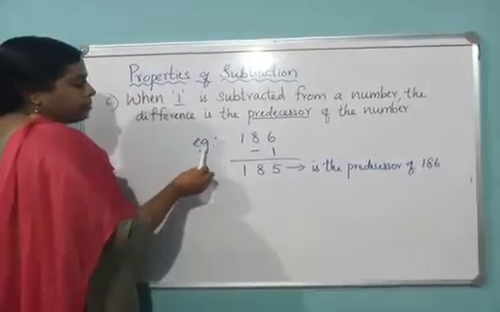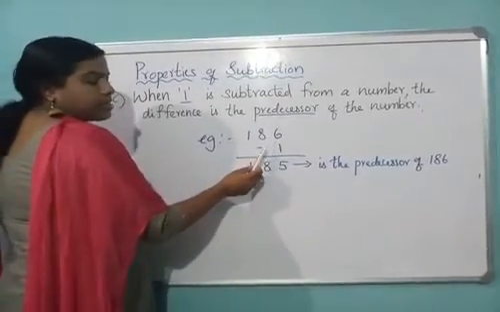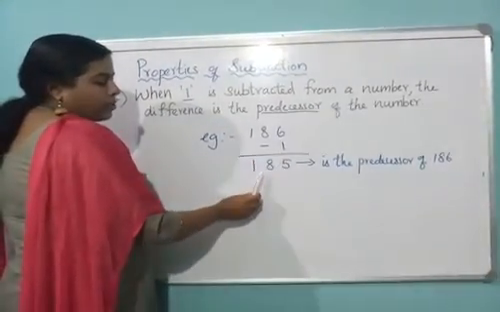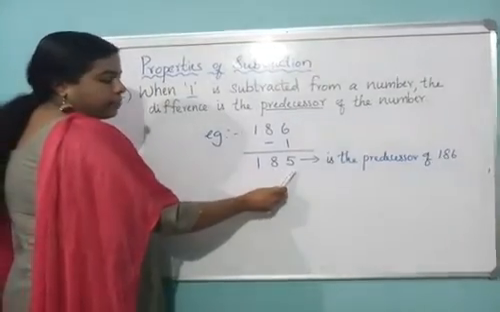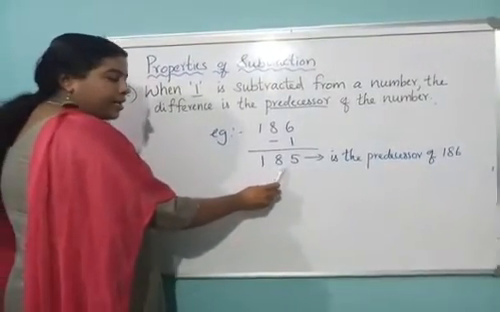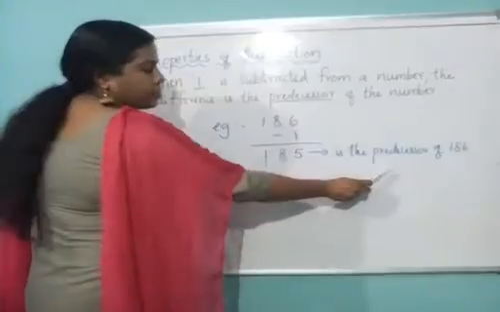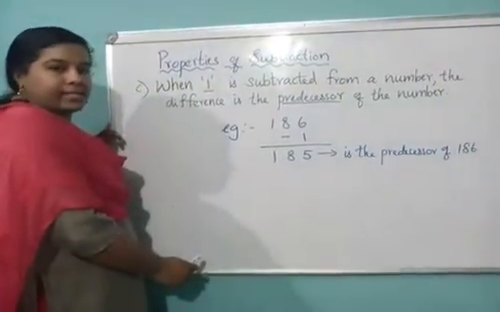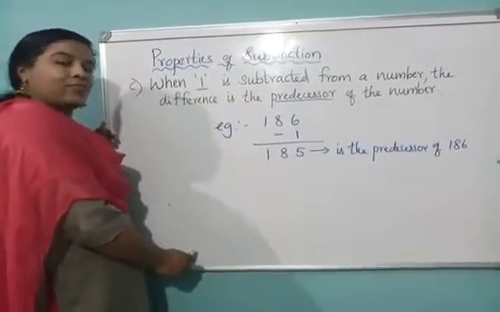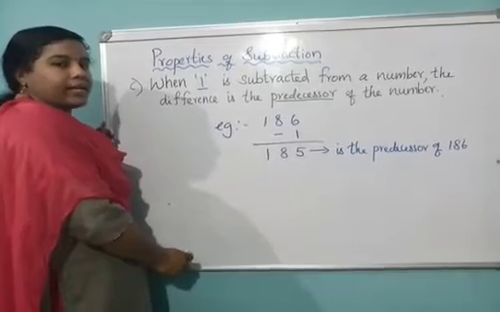Look at this example. 186 minus 1 is equal to 185. Here 185 is the predecessor of 186. So when we subtract 1 from a number, we will get its predecessor.